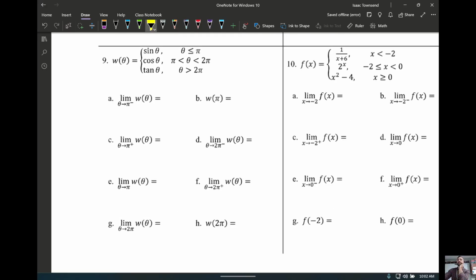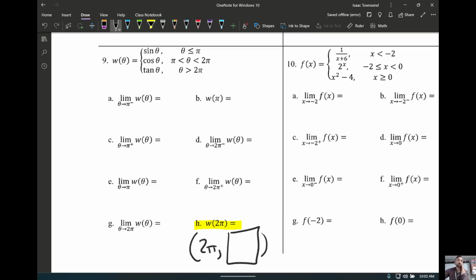Okay, so 9 gives us a 3-piece piecewise function, and part H is kind of weird. So, is this a limit question? This is just referring to a point. It's saying when x is 2 pi, what is y? That's what it's asking you here, right? So, does this top part of the function exist when theta is 2 pi? Does the middle function exist when theta is 2 pi?